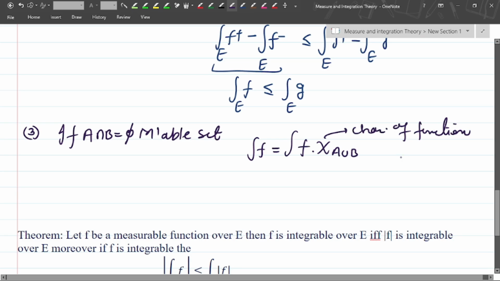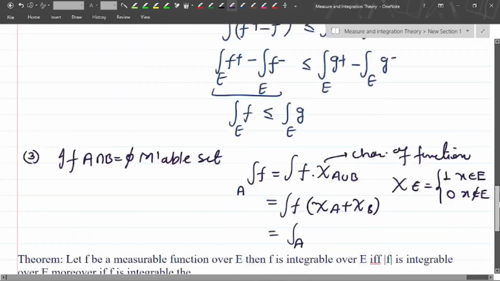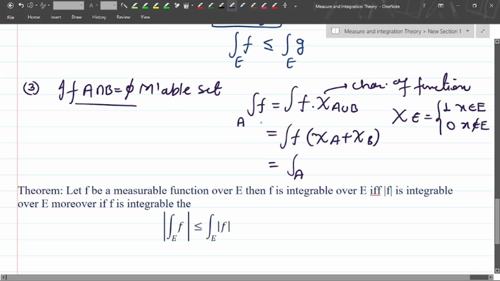The characteristic function over any set E is defined as 1 whenever x belongs to E, and 0 whenever x does not belong to E. So it is written as f times chi of A plus chi of B. It can be distributed over these both, so it is the integration over A plus the integration over B. Since it is disjoint, this is over A union B.